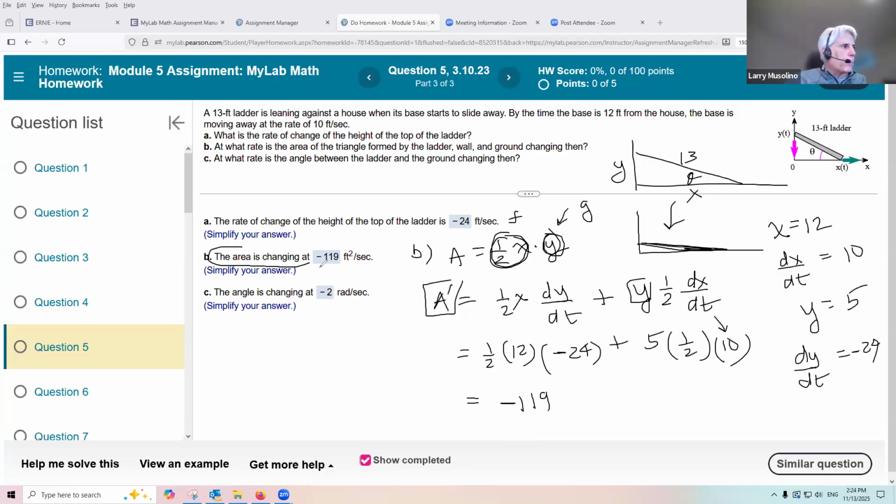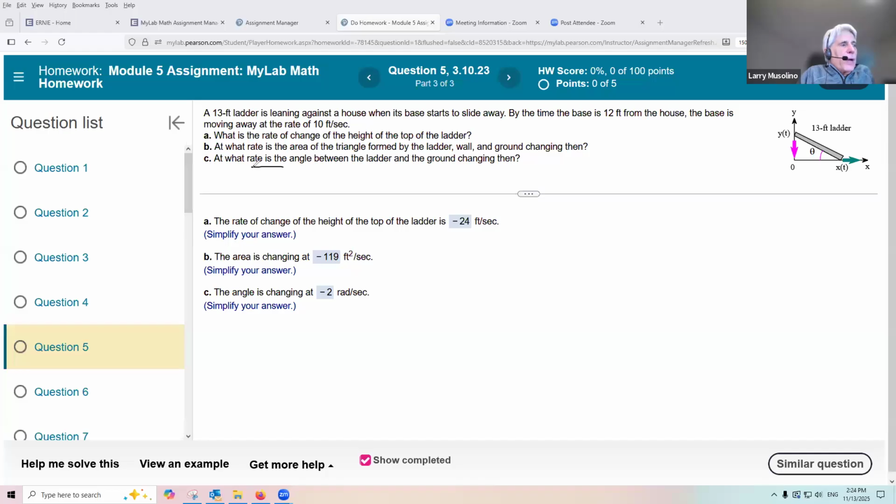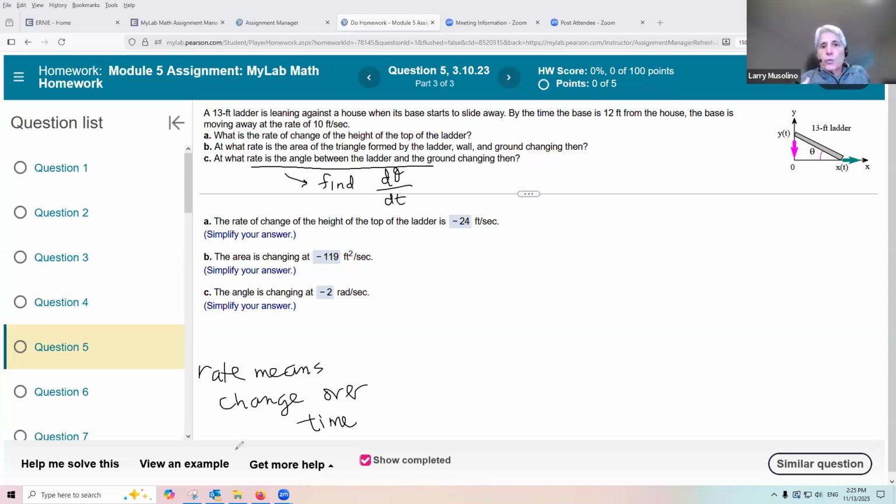All right, let's do one more part, part C. Part C is a little tricky because it involves some trig calculations. So now they're asking us, at what rate is the angle changing? Well, they're really asking us here to find d theta/dt. By the way, folks, remember, anytime they say rate, it means a quantity is changing over time. You know, if you're on the highway, your rate of speed is 60 miles per hour. So anytime the word rate is mentioned, you know it's a change over time.